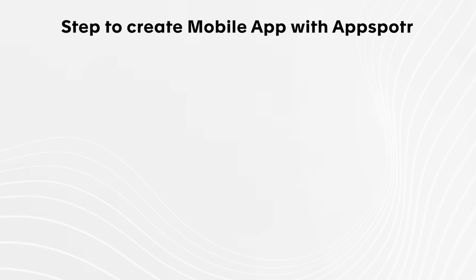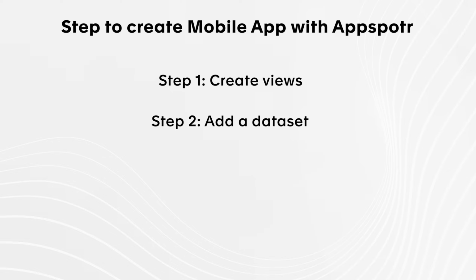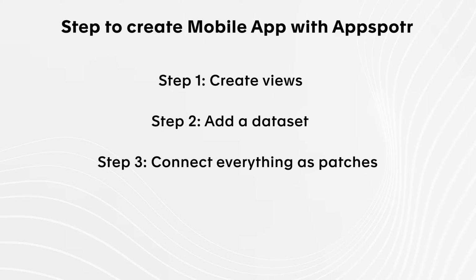Hello and welcome. In this tutorial, we'll walk through creating a minimal app in Appspotr 3 using 4 simple steps. Step 1. Create 3 views. Step 2. Add a dataset. Step 3. Connect everything as patches. Step 4. Test the finished app.